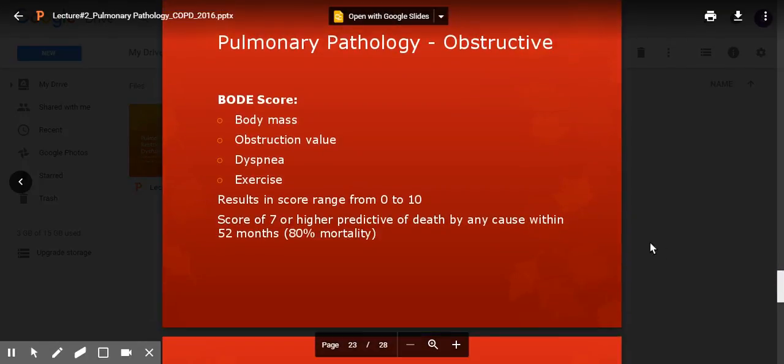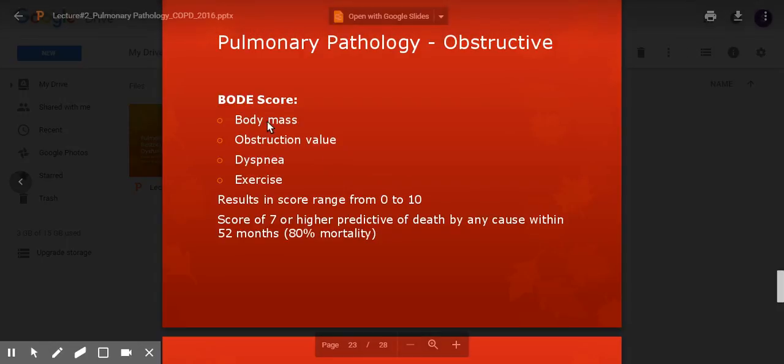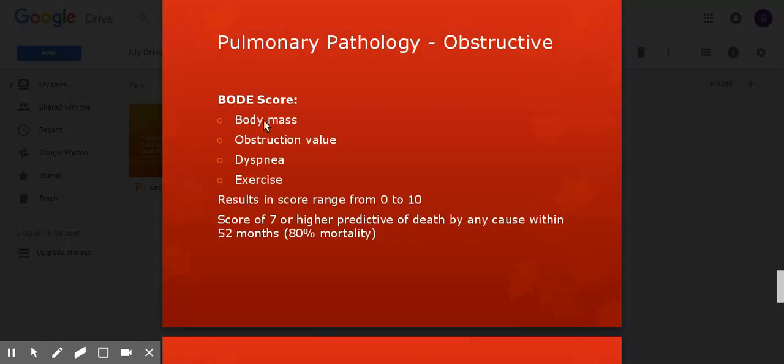The BODE score, which I talked about earlier, takes into account body mass, obstruction value, dyspnea, and exercise tolerance. It results in a score ranging from 0 to 10. And I'm not interested in that you know how to calculate the BODE score, but understanding that it results in a score ranging from 0 to 10, and it includes body mass, obstruction value, dyspnea scale, and exercise tolerance.